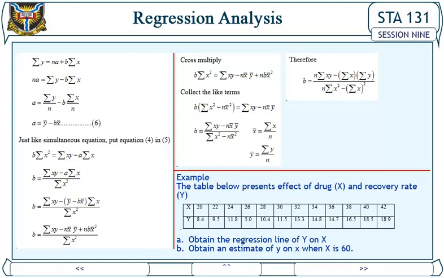Example. The table below presents the effect of drug X and recovery rate Y. A. Obtain the regression line of Y on X. B. Obtain an estimate of Y on X when X is 60.